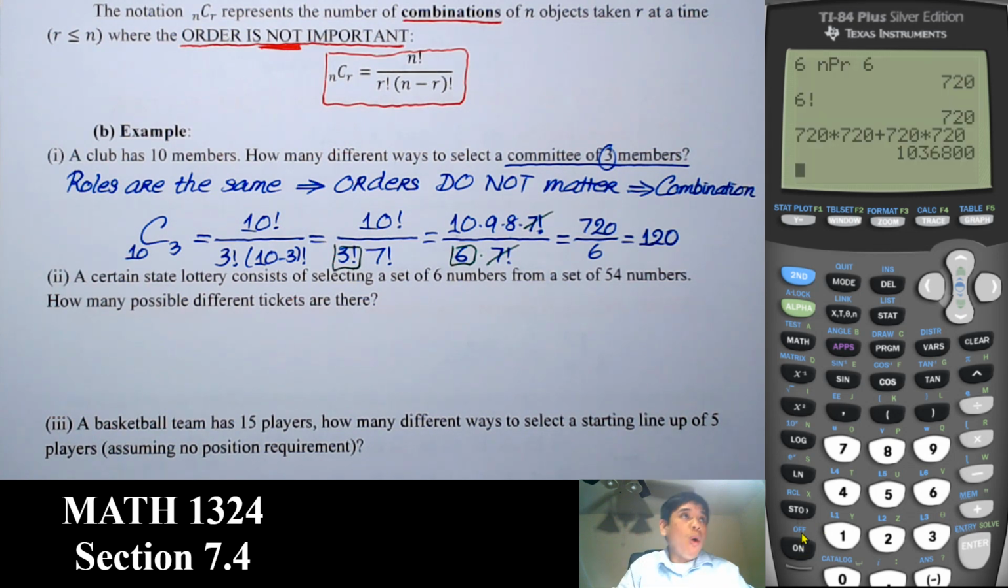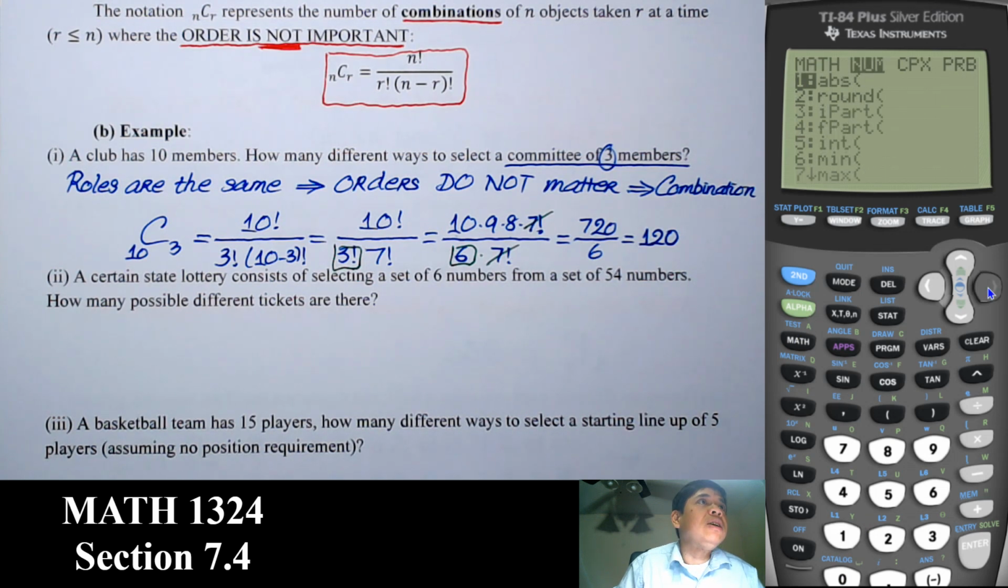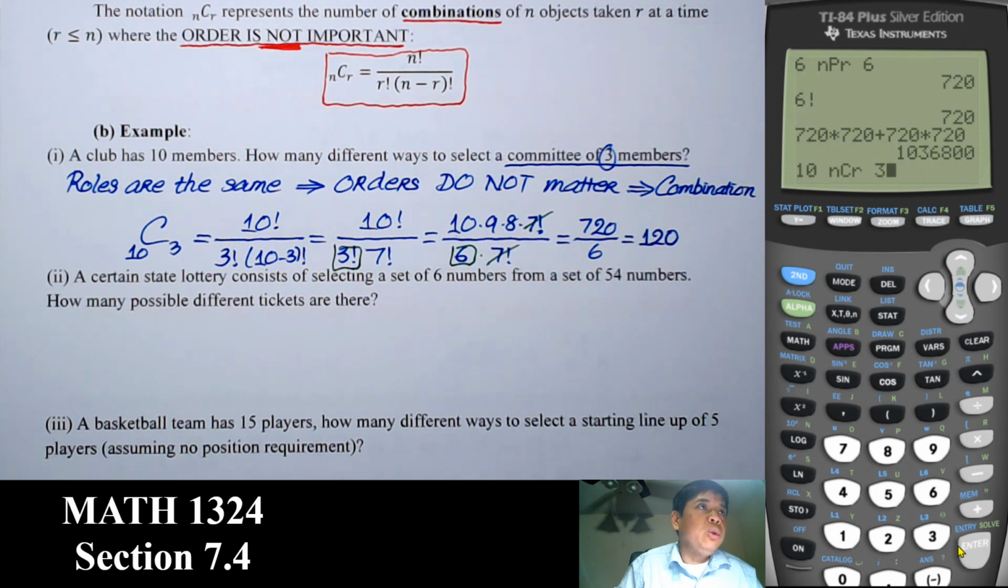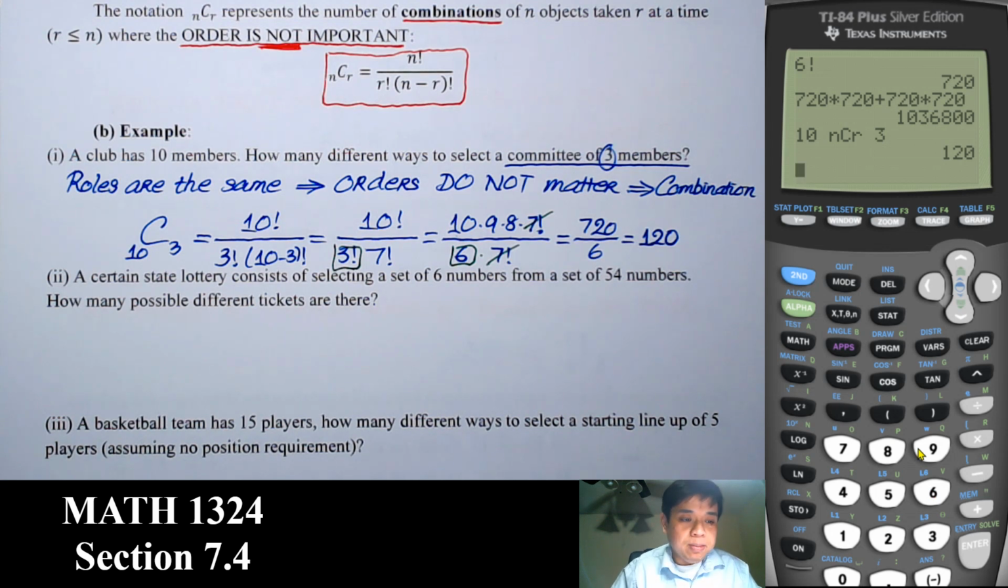Right. Or if we have a calculator, we say 10, math, combination, of 3 out of 10, is 120, right? So I should be able to use both the formula and the calculator.